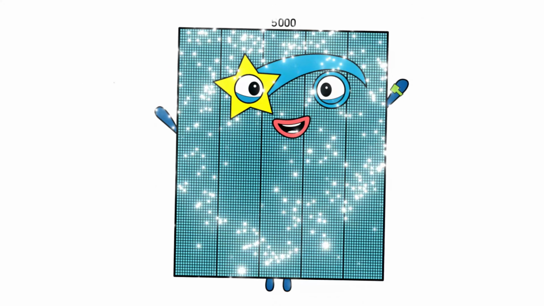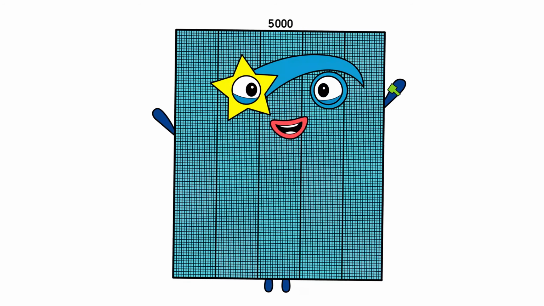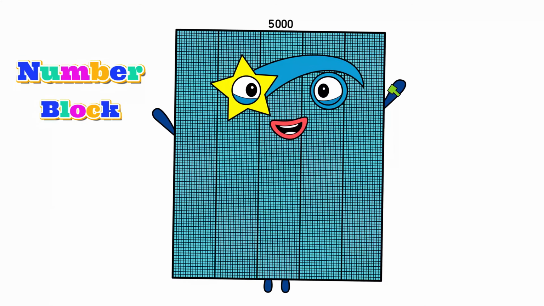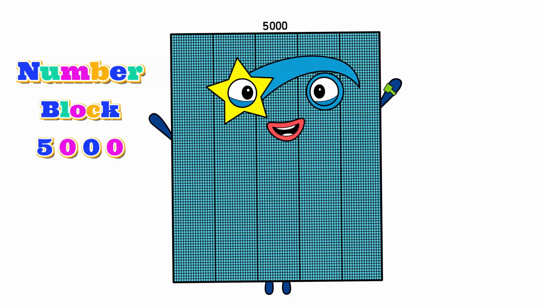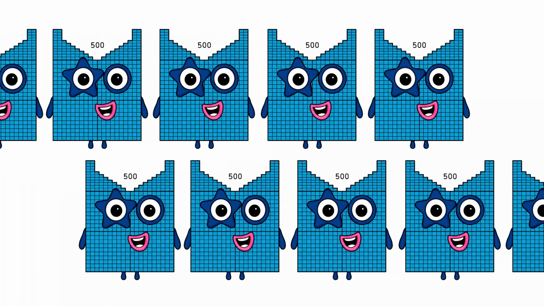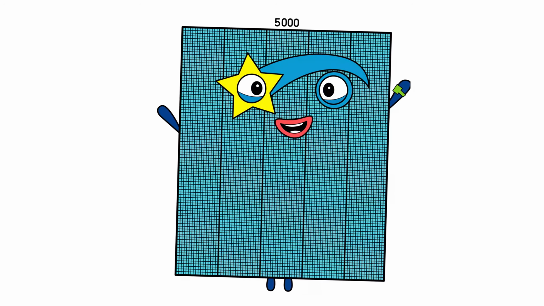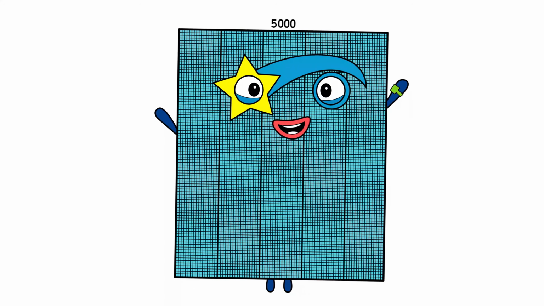Whoa! Look at this star-eyed character! Hello, super learners! Welcome back! Today, we are going to draw and color Numberblock 5000. That is 10 groups of 500. 5,000! Absolutely spectacular! Let's start drawing.